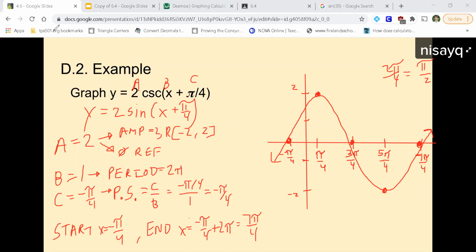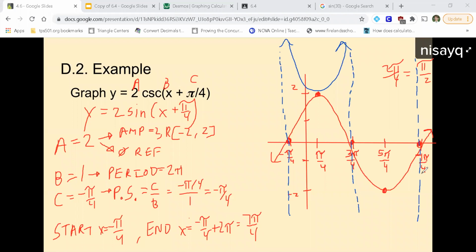And then to graph cosecant, this is what I was talking about. It's just like 15 seconds of extra work. Every intercept, we're going to put dotted lines through. These are our asymptotes. And every max or min, we draw a U. That should touch. Let's try that again. There you go. That's all it takes to draw the cosecant.